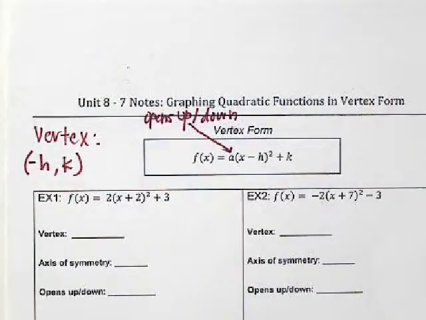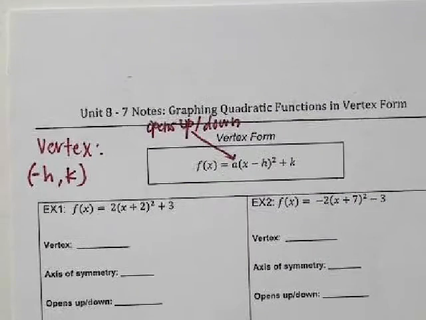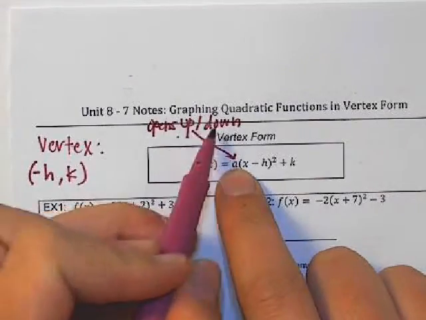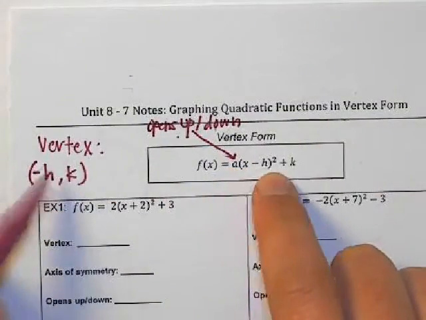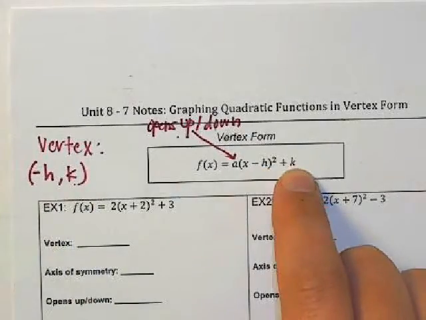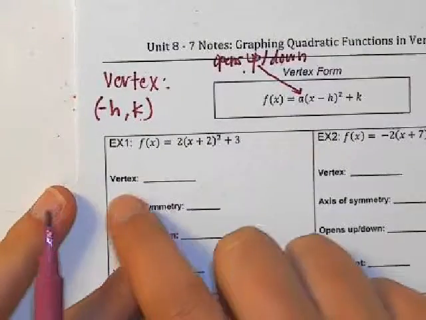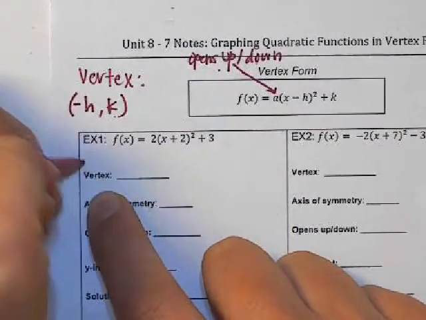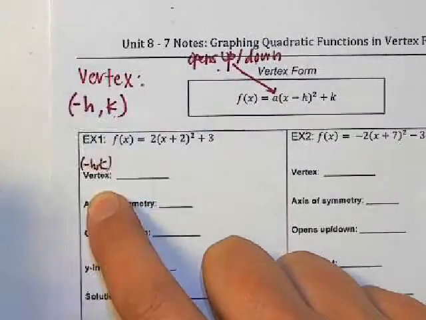Okay, how do I know if it opens up? Positive. If that a is positive, it's going to open up. What's up mean? The arrows are going to the sky, right? If it's a negative, which way is it going to go? Down. Okay? So there's two important things that you can tell on these equations. This first number, if it's positive, it opens up. Negative opens down. And then I can get my vertex, the opposite h, and then regular k. Okay, so look at example 1.